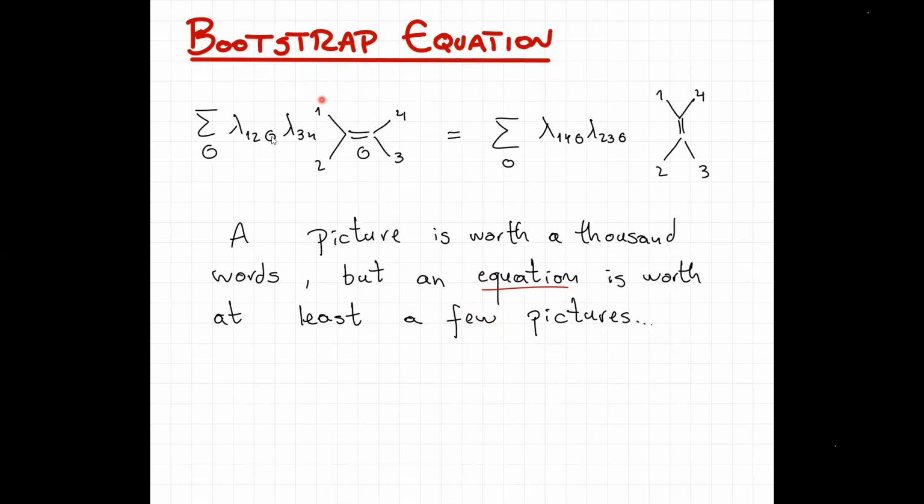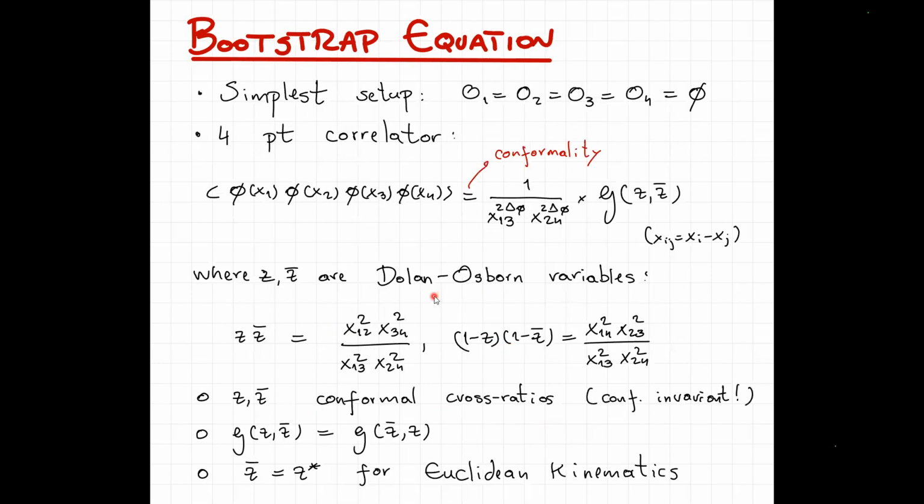So obviously this places constraints on these coefficients, but this is just a picture. So let's try to arrive at an equation which will make this picture a bit more precise. Let's consider the simplest possible setup where the operators I'm considering are scalars, which I'll call phi. They're all equal to an operator called phi. And so let's consider the 4-point function. The 4-point function in the vacuum is this. And conformal symmetry allows us to write it in the following way.